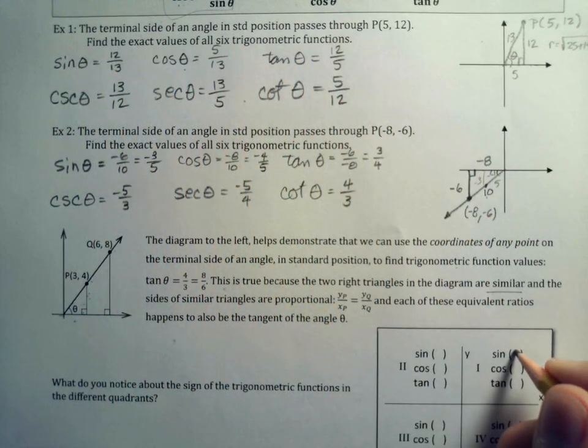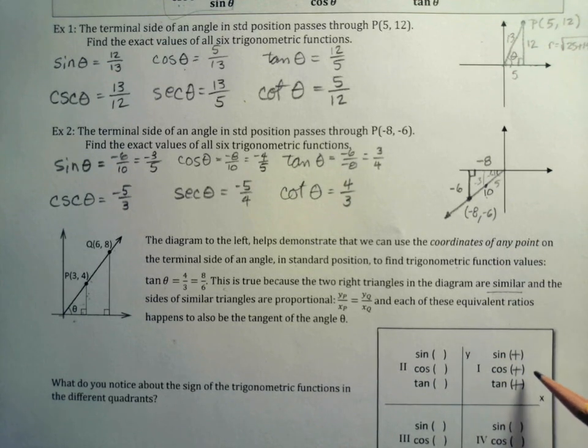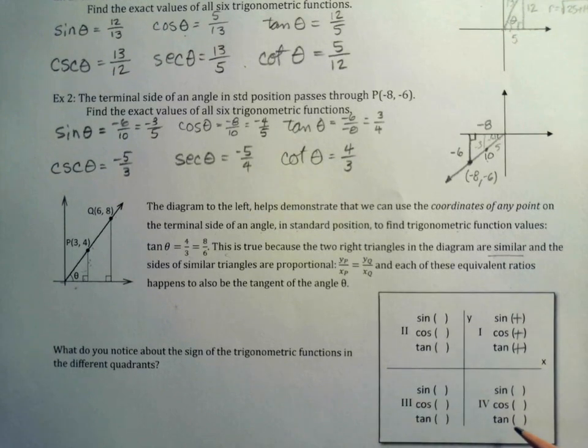And so that's what they're asking us to do here. This one's positive, and this one is positive. We're not really creating a ratio here. We're just saying the sine is positive, the cosine is positive, the tangent is positive. Okay, now let's work our way through the other quadrants.